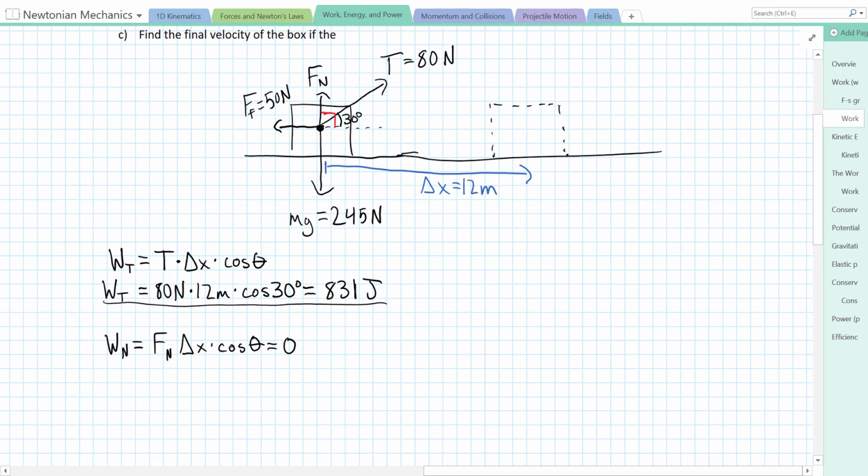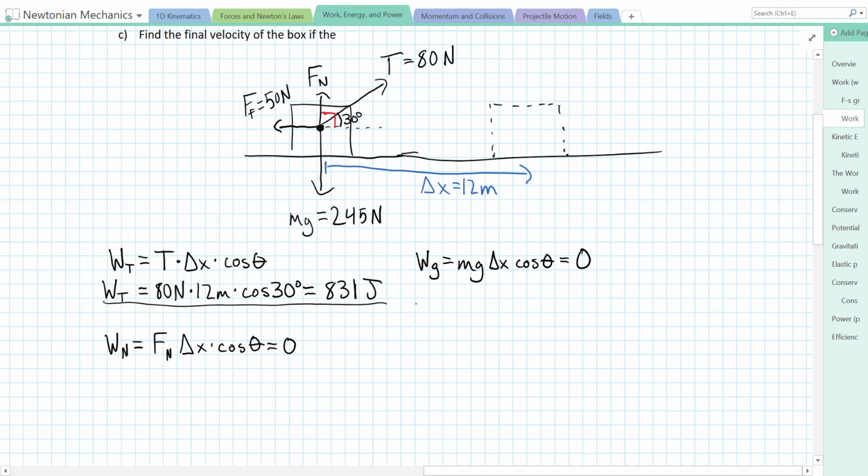That's easy. We can also use that to find the work done by gravity. Work done by gravity is going to be mg times delta x times cos of theta. But again, since theta is 90 degrees, since gravity is perpendicular to our motion, the work done is 0.